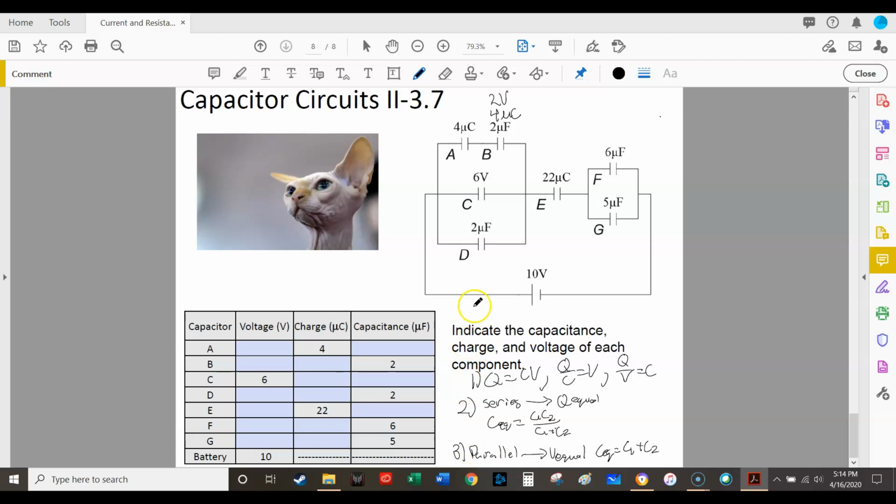I'm going to look for stuff that's in parallel. Branch AB is in parallel with C and also D. And we know C is 6 volts. What that tells me is that D is also 6 volts. And since I have voltage and I have capacitance, 6 volts times 2 microfarads is going to be 12 microcoulombs. Okay.